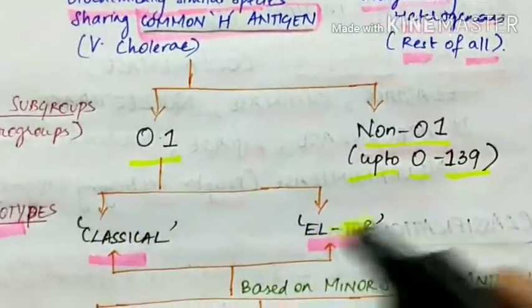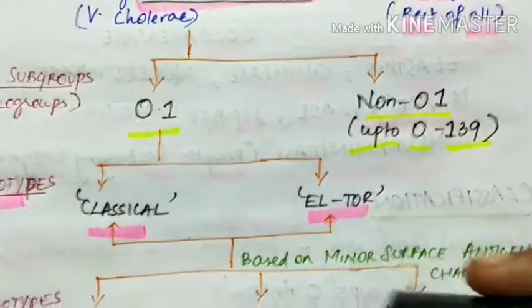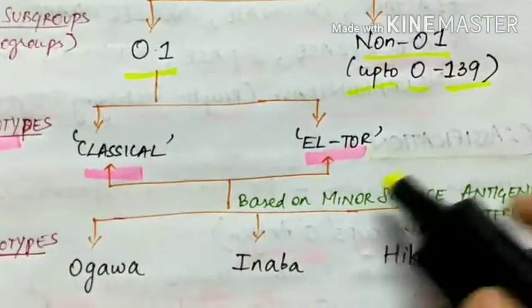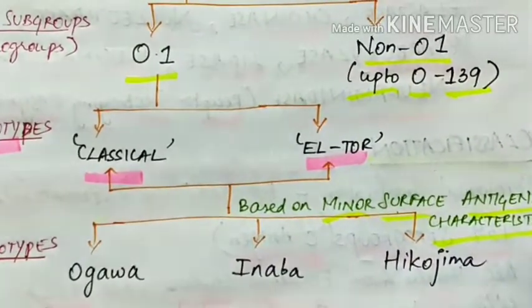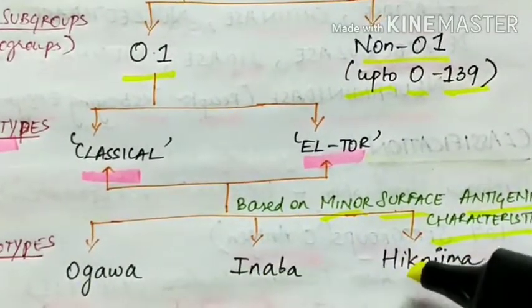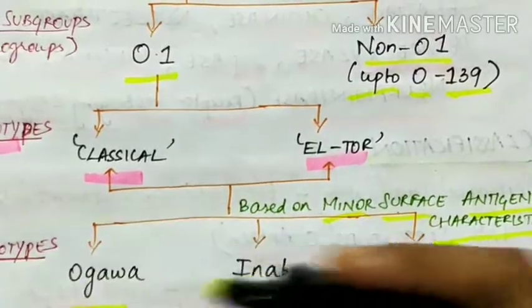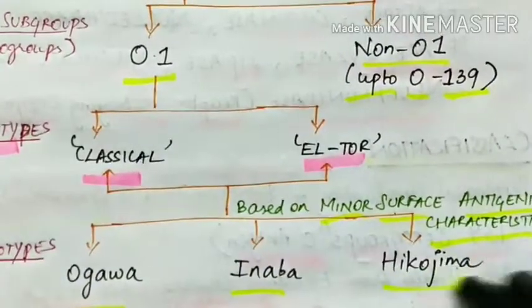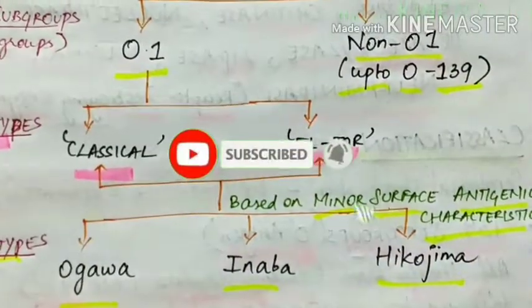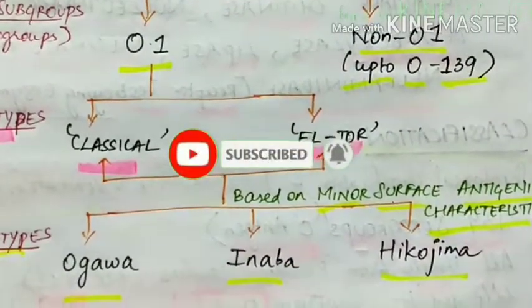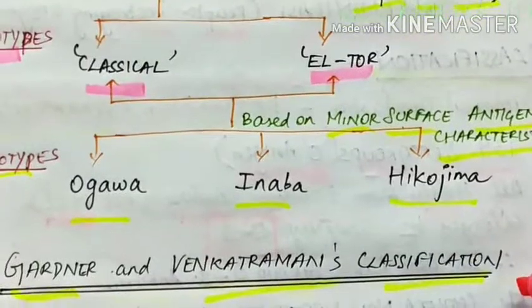These two biotypes are classified into three serotypes based on minor surface antigenic characteristics. The three serotypes of Vibrio are Ogawa, Inaba and Hikojima. So these are the three serotypes. This is the Gardner and Venkatraman classification.